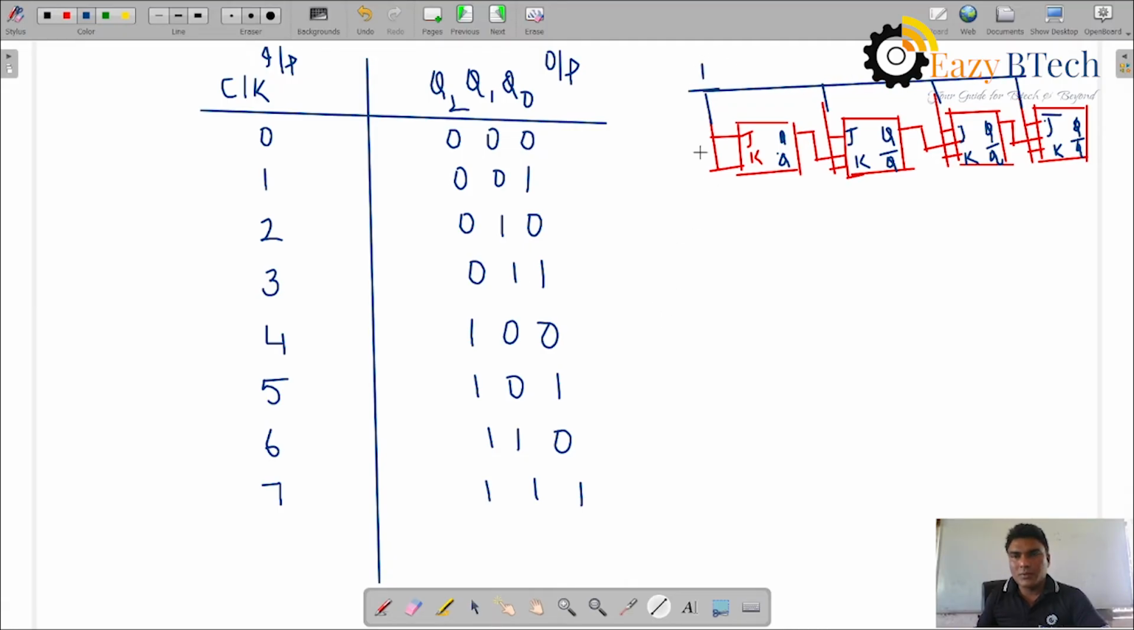So the first clock pulse is applied. Then each output serves as a clock to the next stage. So it is a 4-bit counter, a 4-bit asynchronous counter. Only one extra flip flop is added: one more bit, one more count, with Q0, Q1, Q2, Q3.